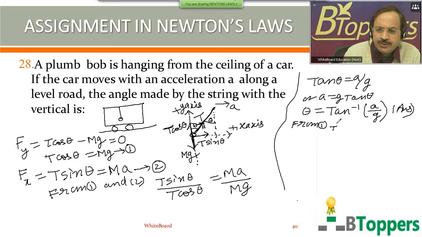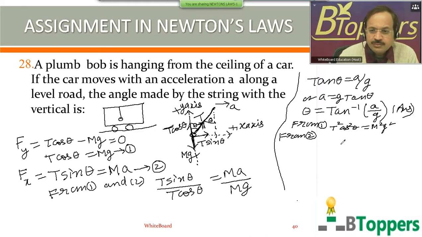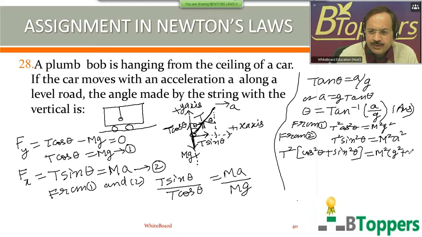From the first equation, if you square both sides, T square cos square theta can be written as m square g square. If you square both sides of the second equation, you can write T square sin square theta equal to m square a square. If you add the last two equations, T square cos square theta plus T square sin square theta will be equal to m square g square plus m square a square.